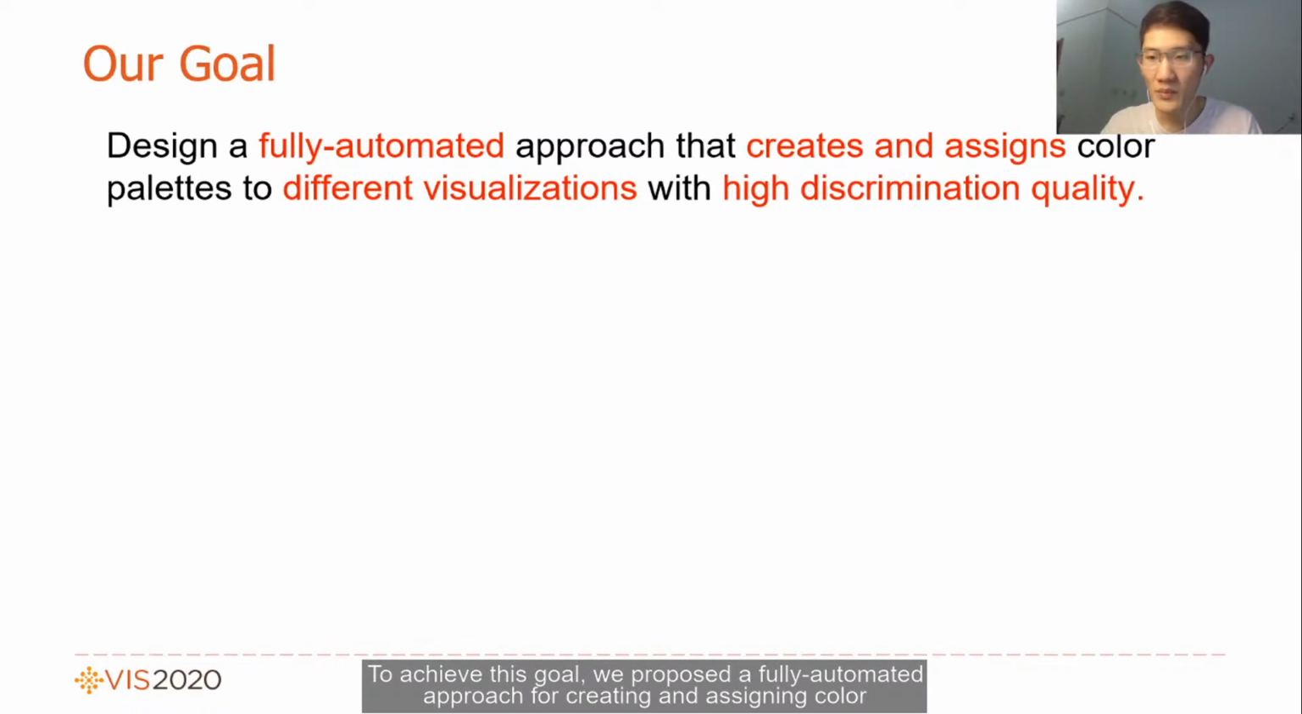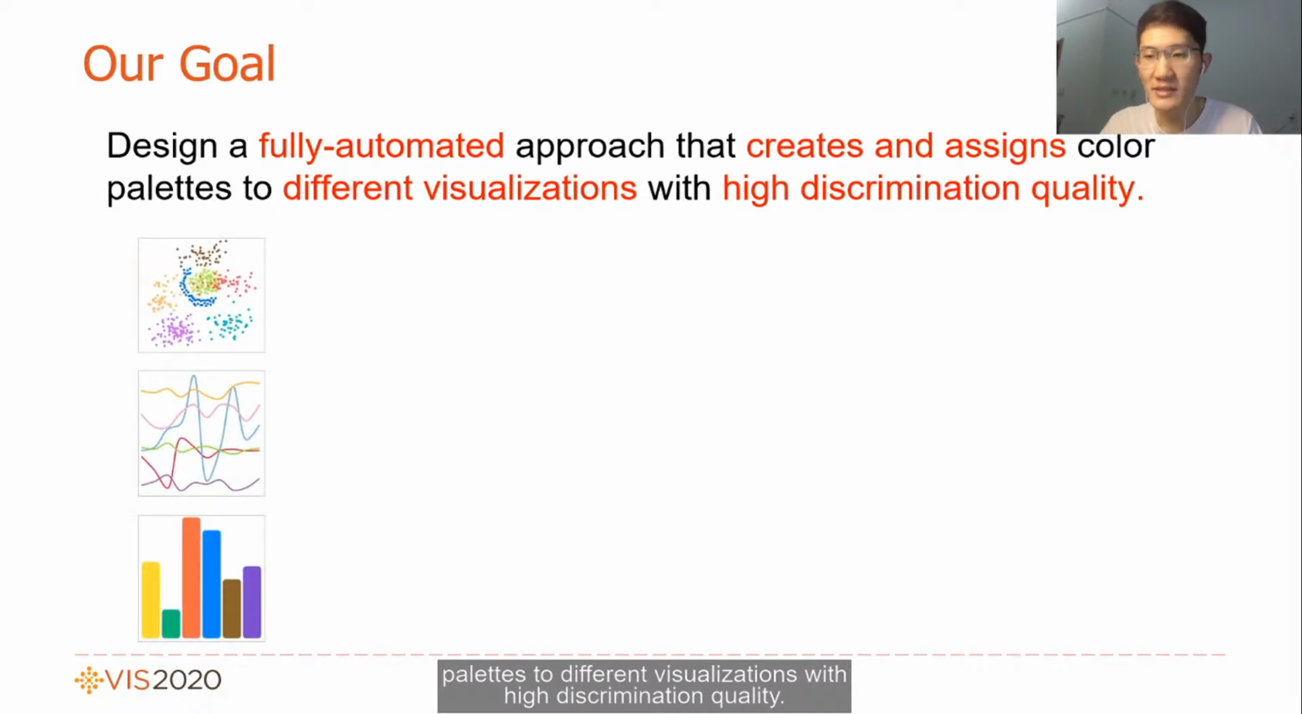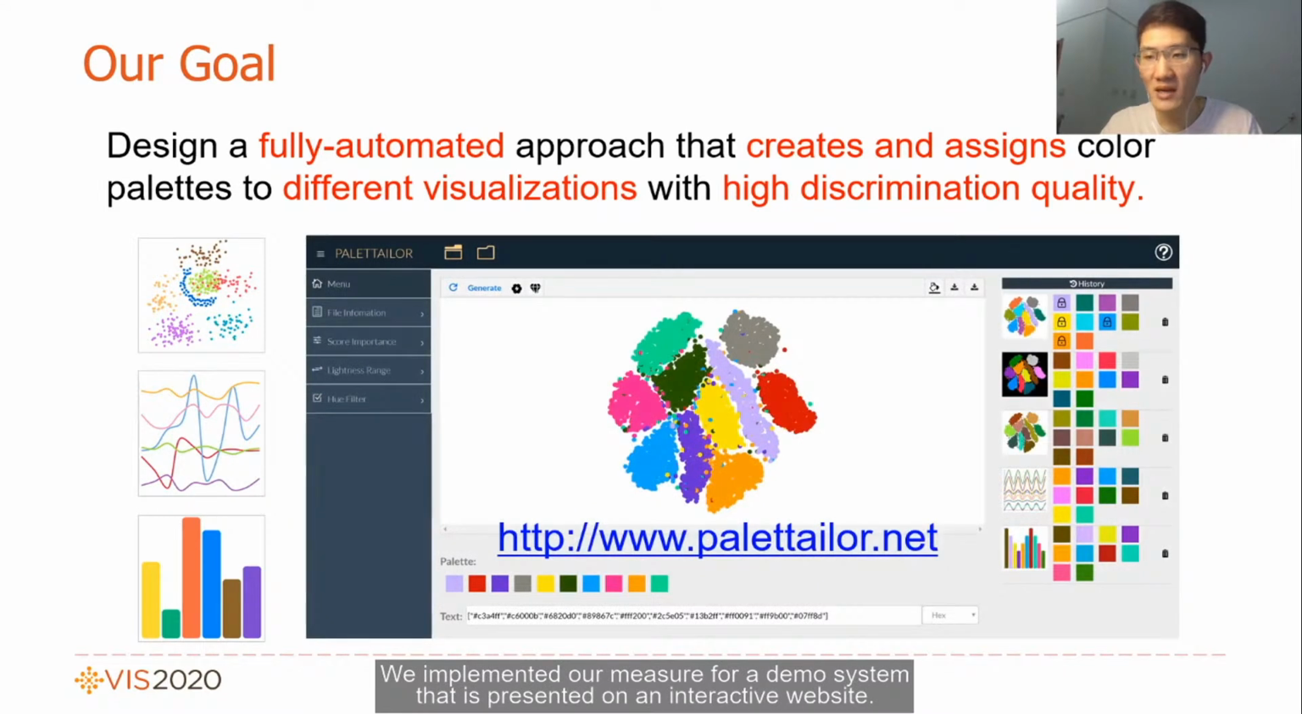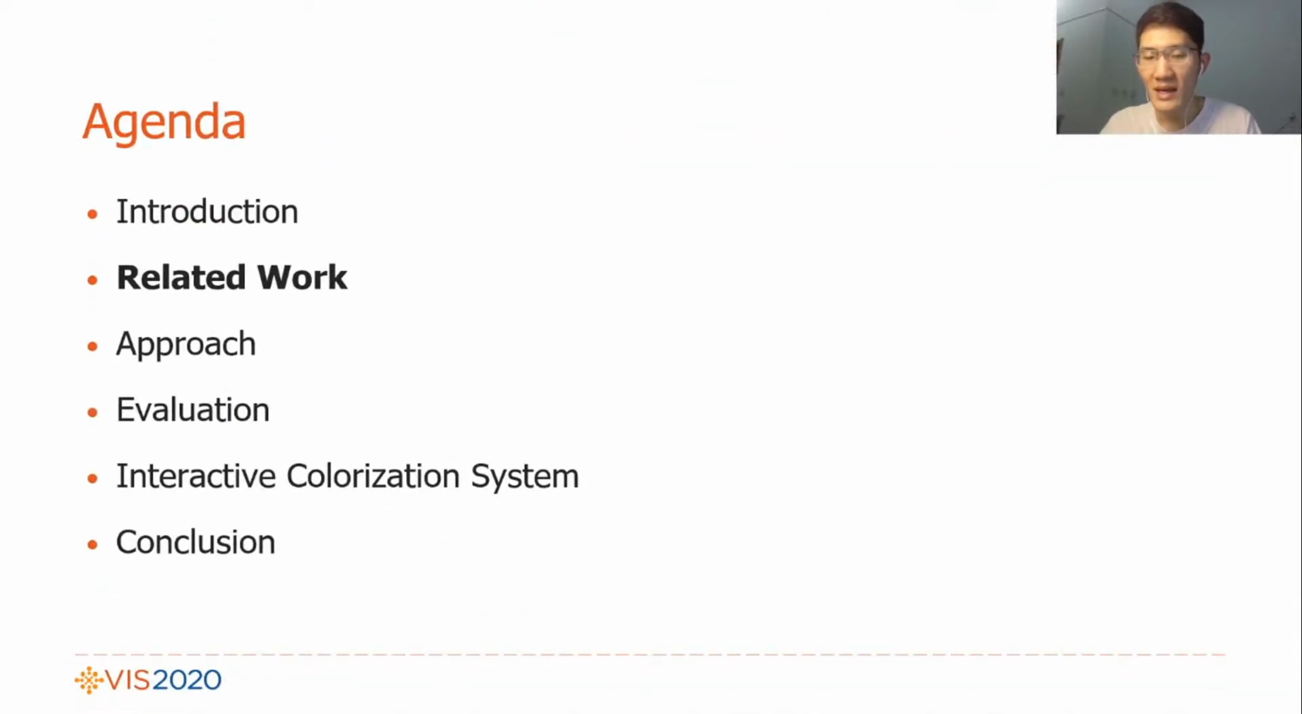To achieve this goal, we proposed a fully automated approach for creating and assigning color palettes to different visualizations with high discrimination quality. We implemented our method in a demo system that is presented on an interactive website. Now I'll briefly introduce some related works.